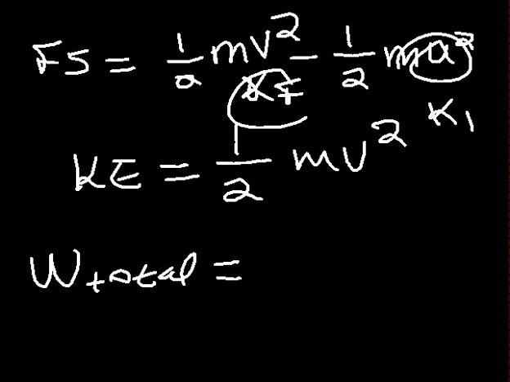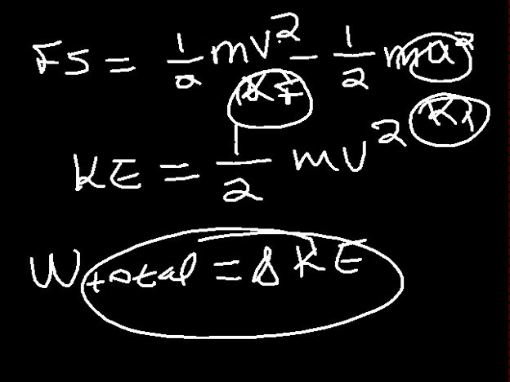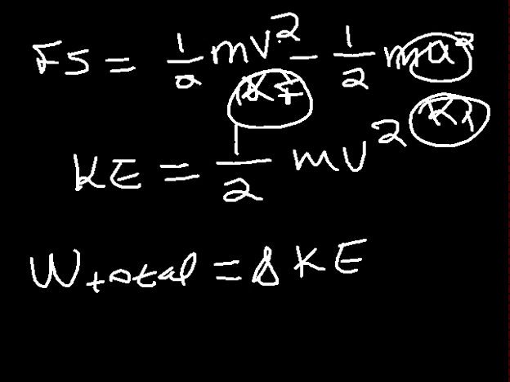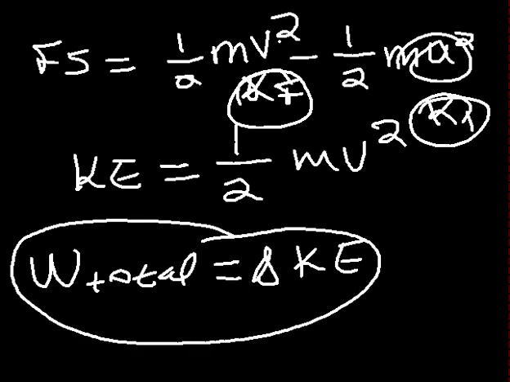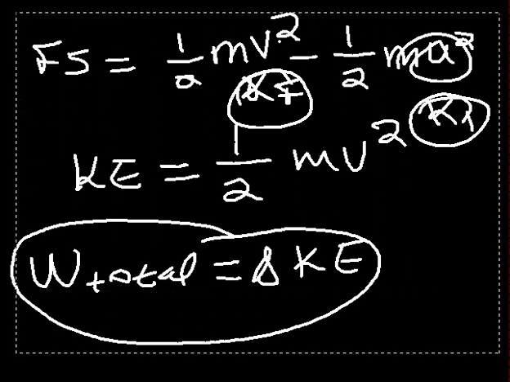Since we have the final kinetic energy minus the initial kinetic energy, what we have here corresponds to the change in kinetic energy, given as delta KE. So this is what we call the work energy theorem: the total work done on the object is the same as the change in the kinetic energy of that particular object. Please keep that in mind.